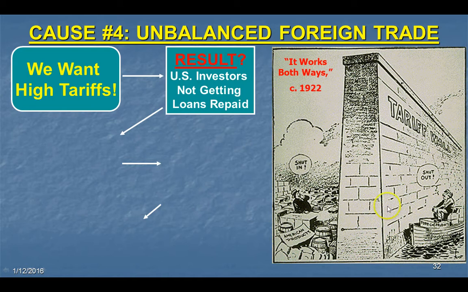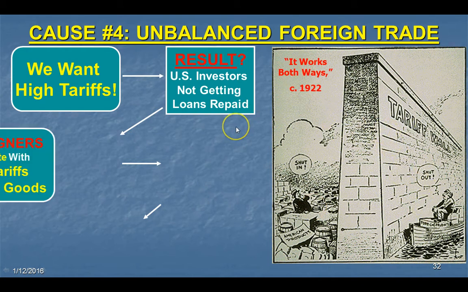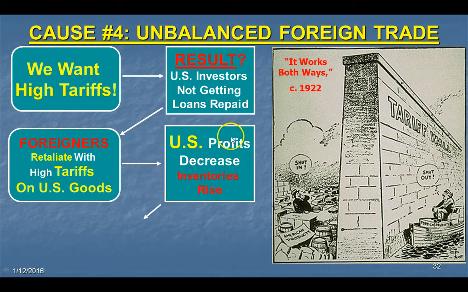This cartoon kind of shows it again here, the tariff wall, foreigners being shut out of the U.S. market, but at the same time it puts up a wall, and foreigners put up a wall on our goods as well. It works both ways as a reaction. And U.S. investors aren't getting their loans repaid because foreigners can't repay their loans. This is the reason for the moratorium on the Dawes plan.